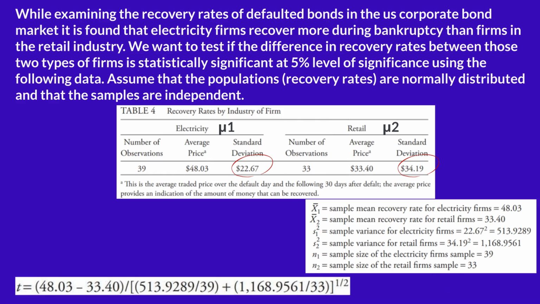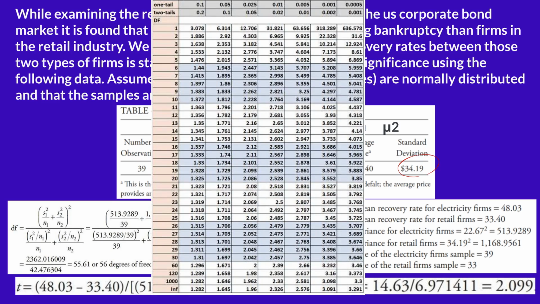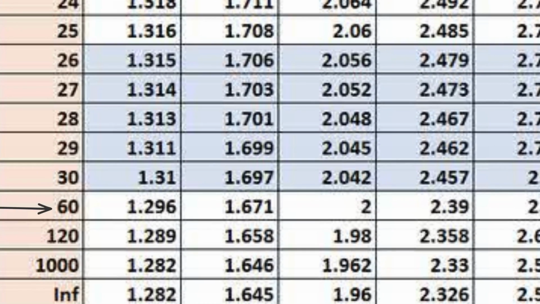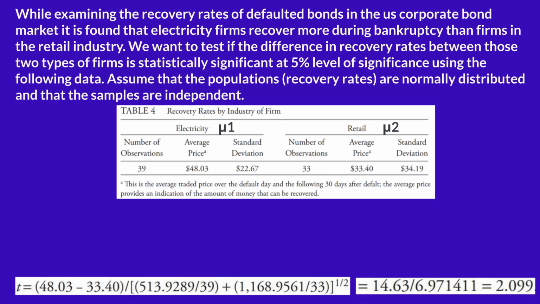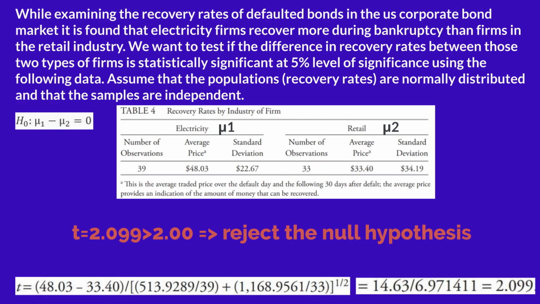Plugging all of these numbers into the formula gives us a t-value of 2.099 with 56 degrees of freedom. The closest entry to 56 degrees of freedom in the tables for the t-distribution is 60 degrees of freedom. Since this is a two-tail test, we look at the table with 60 degrees of freedom and the 5% divided by 2, or 0.025, column. We find the rejection value of 2. Since our calculated value of 2.099 is greater than the rejection value of 2, we reject the null hypothesis at the 5% level. These results provide evidence that the recovery rates differ between the electricity and the retail industry.